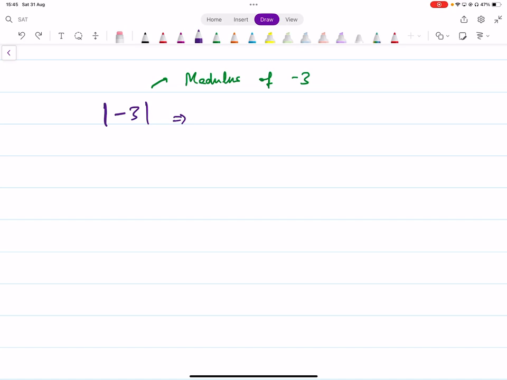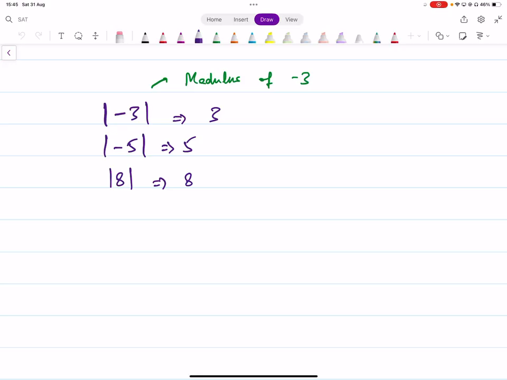So -3 modulus, what should that be? 3. If you have -5 modulus, what should that be? 5. If you have 8 modulus, what should that be? 8. It's not that the sign is changing. Basically, the output has to be positive. If it's already positive, it remains positive. If it's negative, it's converted to something positive. That's what a modulus function does. All right?